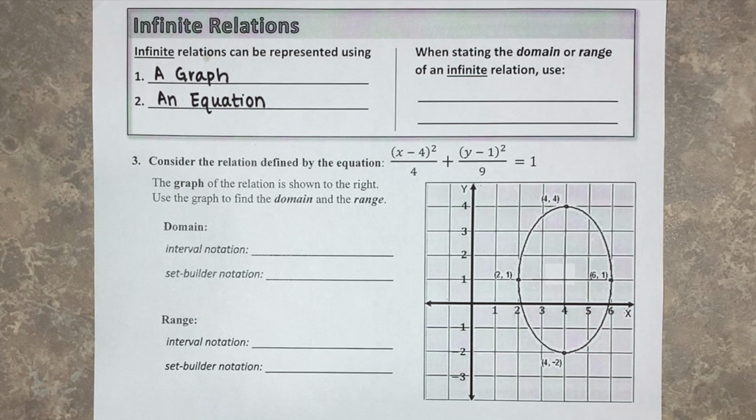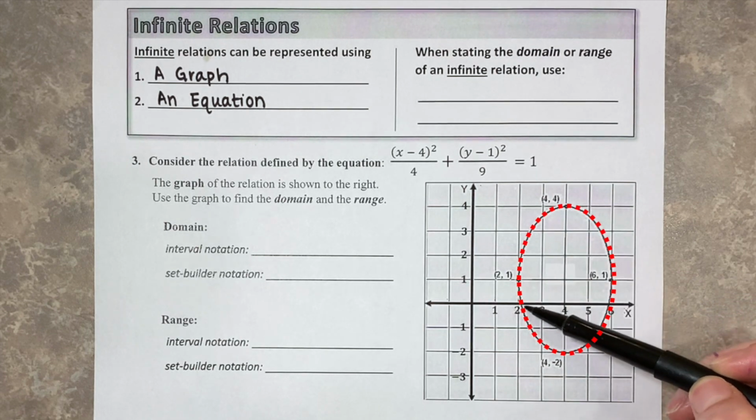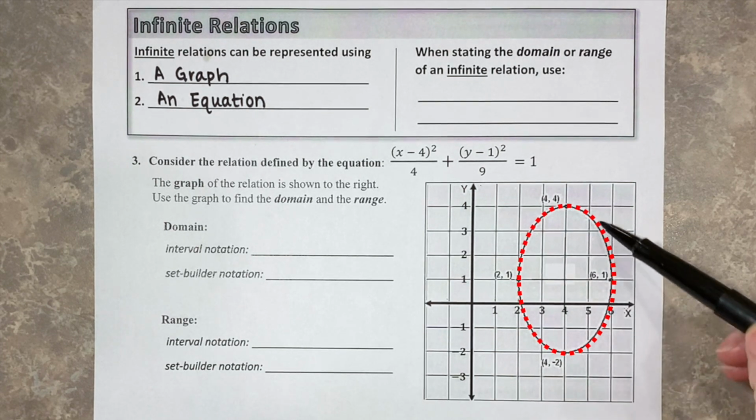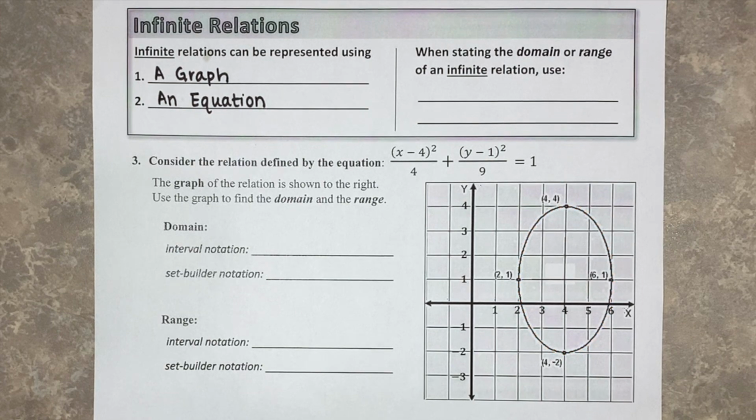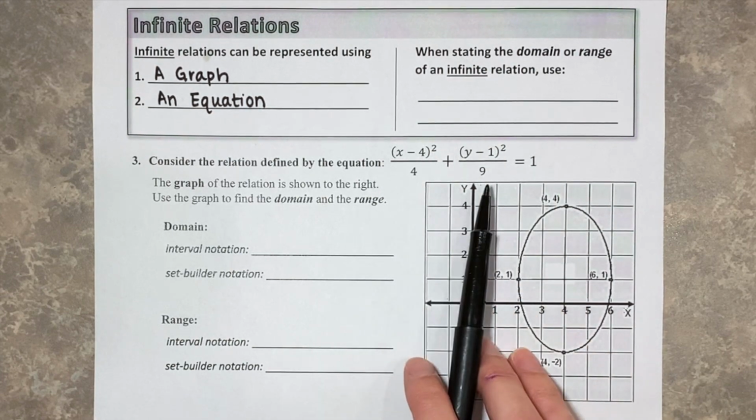To start, this graph represents an infinite relation. An infinite relation is just a collection of infinitely many ordered pairs. You can picture there are infinitely many points along this solid line here. You can also represent this infinite relation using an equation. Now, you don't have to worry about coming up with this equation. For this lesson, you just need to know that it's possible to represent infinite relations using an equation like this.